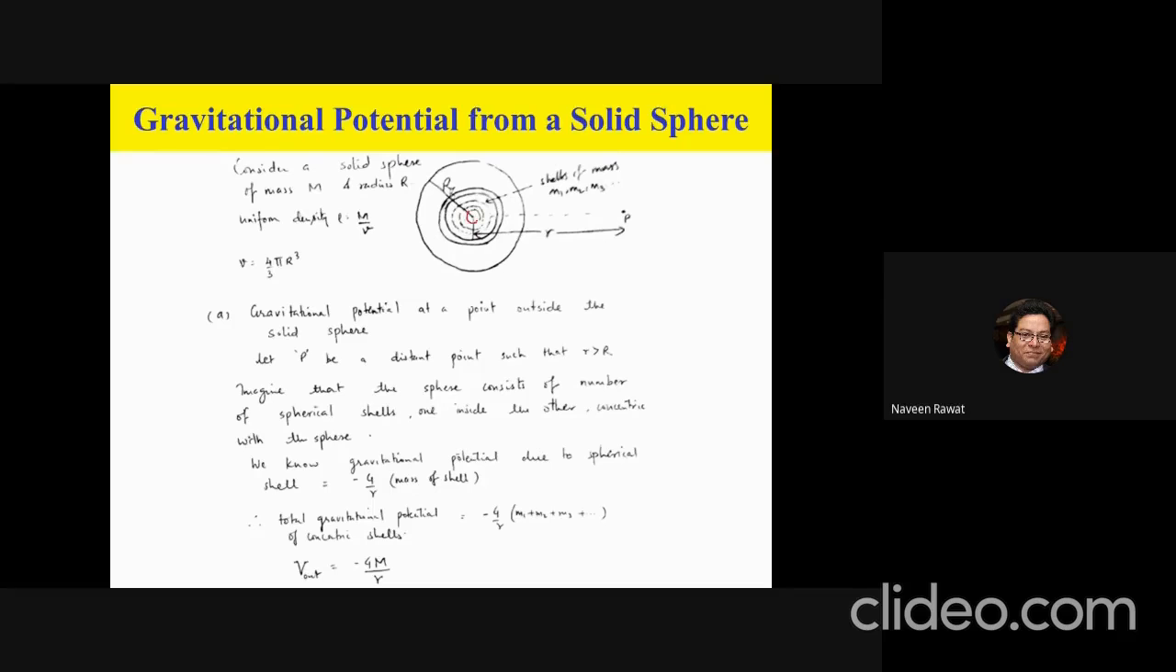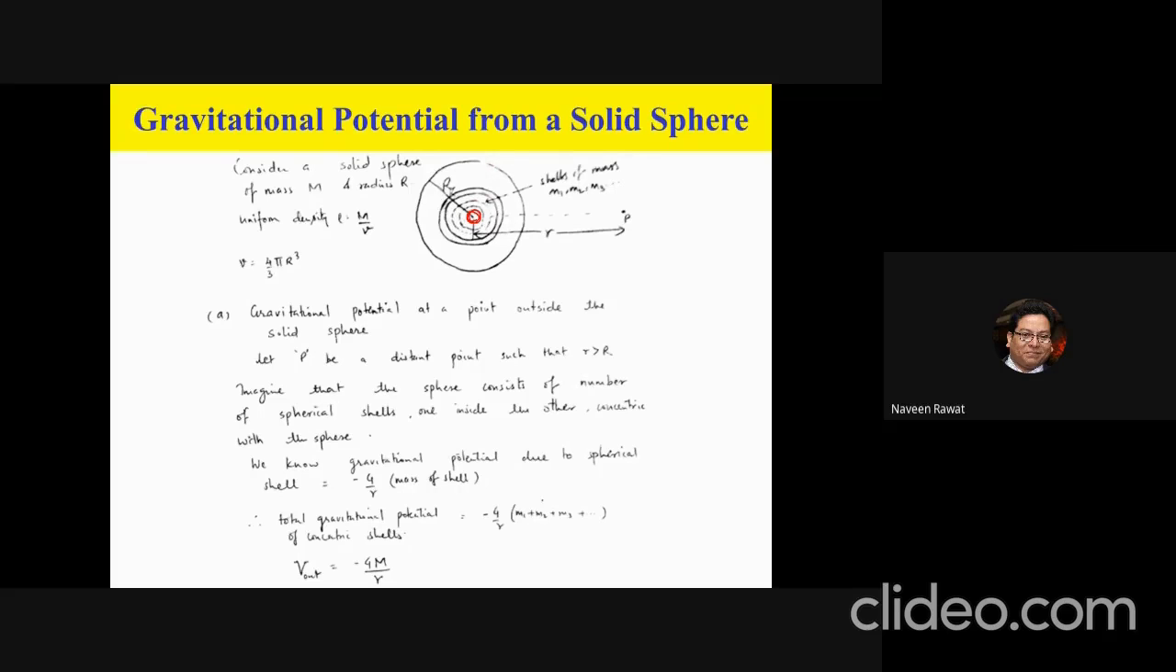If I consider a spherical shell here, I know that the gravitational potential due to the spherical shell is just minus G times the mass of the shell over r. If I go to the next shell, I will get minus G times the mass of the next shell divided by r. And then I can keep going and keep creating all these concentric shells up to the final radius of capital R.